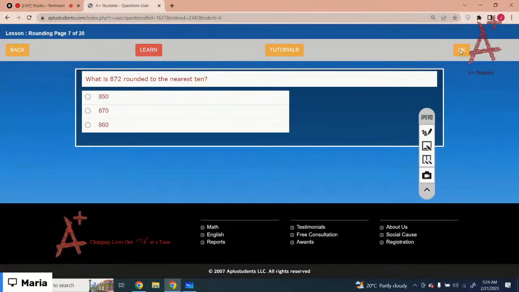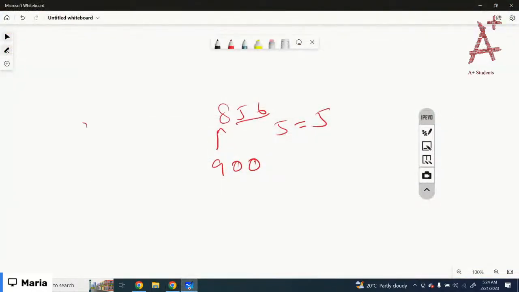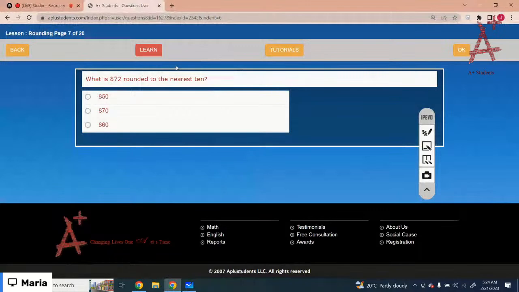Okay, the next one is 872 rounded to the nearest 10. You have to round off to the tens digit, 872. So the digit that is at the tens position is 7. Got it? Read the question carefully, like this one. What is 872 rounded to the nearest 10? So just look for the tens digit.